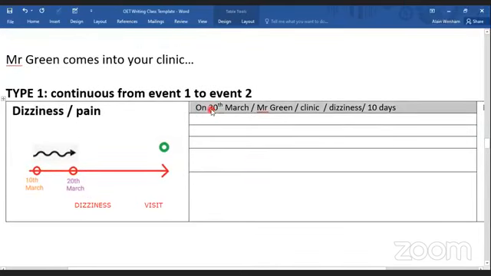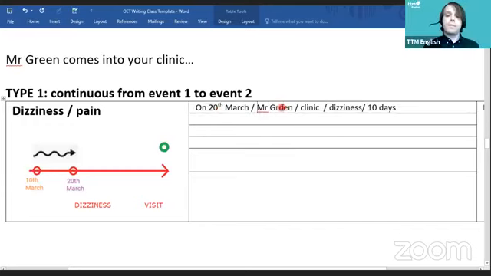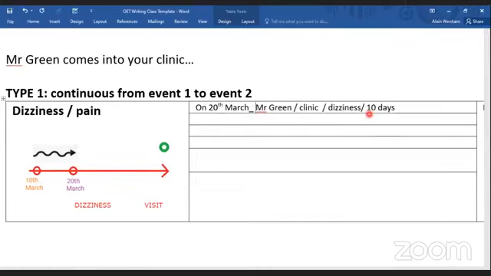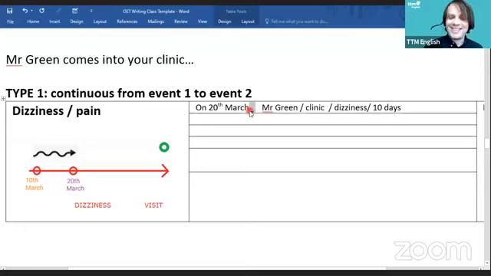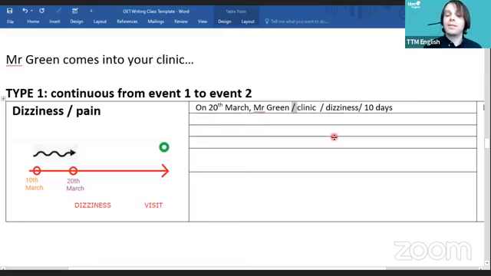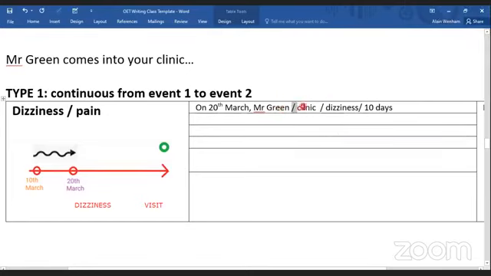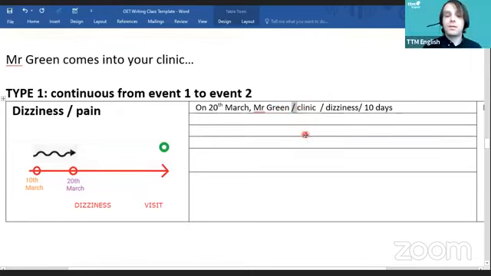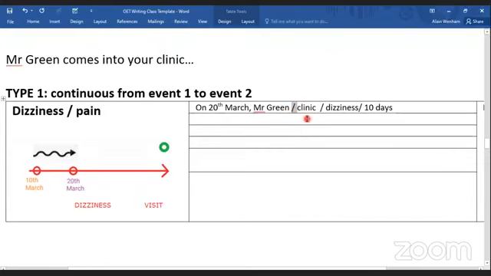On the 20th of March, Mr. Green, clinic, dizziness. So it's dead easy, right, for you. I'm not really making it really hard. So on the 22nd of March, what do I need here? Had experienced dizziness. But just here, come on, I need a March, comma. Okay. Mr. Green had experienced dizziness. No. Visited 20 March, yes. Visited our clinic or attended our clinic.